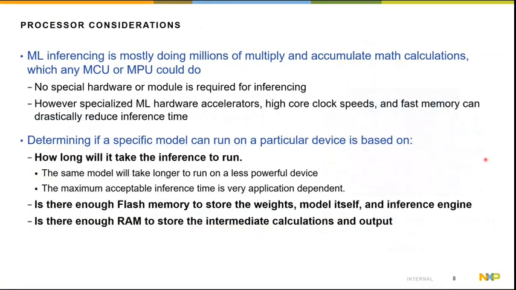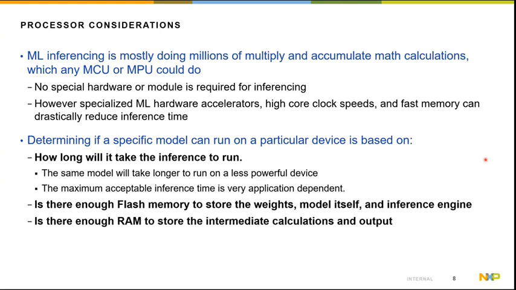And so that's what I want to impress upon everyone this morning: ML inferencing, running a model and analyzing a photo or a sound or sensor data, is mostly just doing millions of multiply and accumulate math calculations, which pretty much any MCU or NPU could do. There's no special hardware or special module that's required to do this inferencing. But if you have specialized ML hardware accelerators, like the Neutron NPU that's found in the MCX, then you can drastically reduce that inference time.